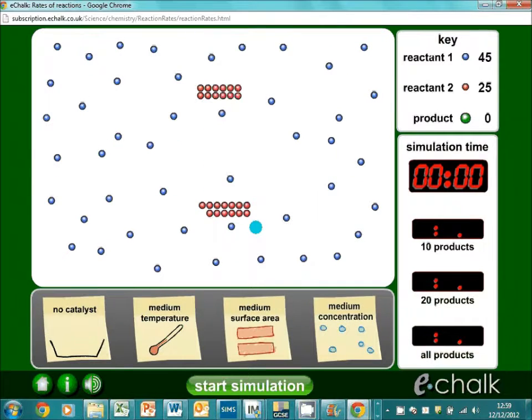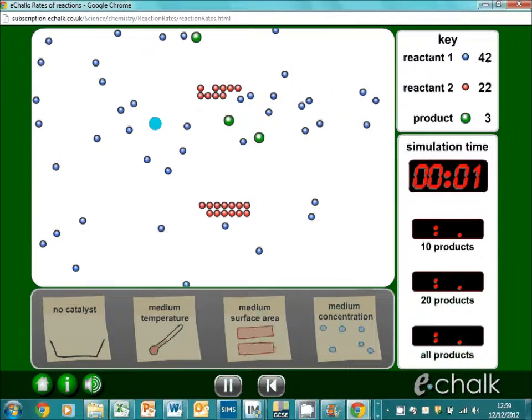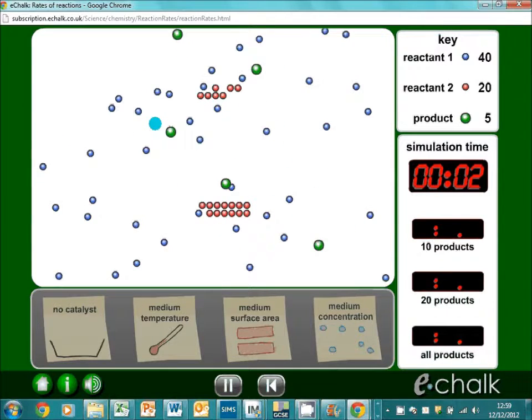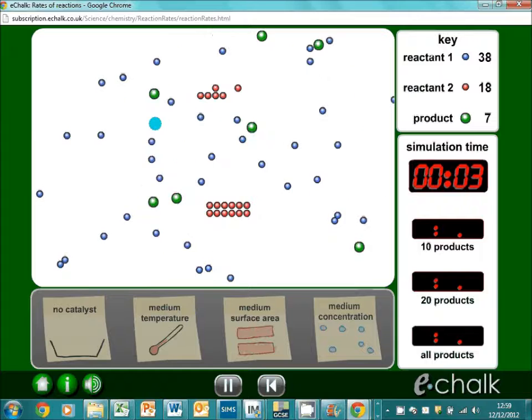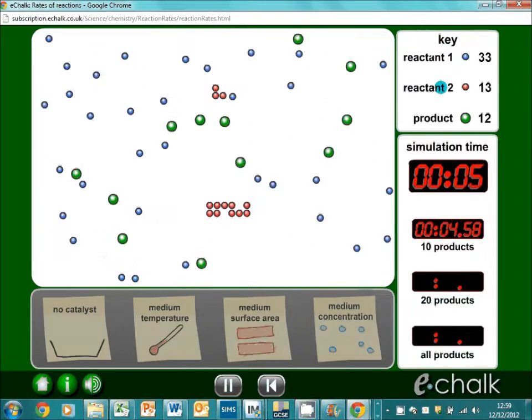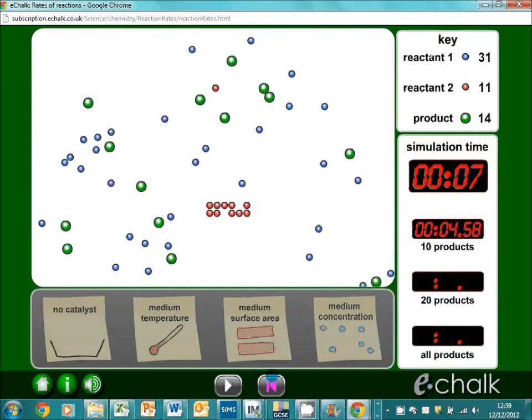If I increase the surface area to medium, meaning I've now got these areas to attack here, and start the simulation, you will see we've got more areas to attack, therefore there are more collisions per second, therefore the time taken to produce 10 of our product should be less. And as you can see here, 4.58 seconds, which is less than the 8 it was previously.